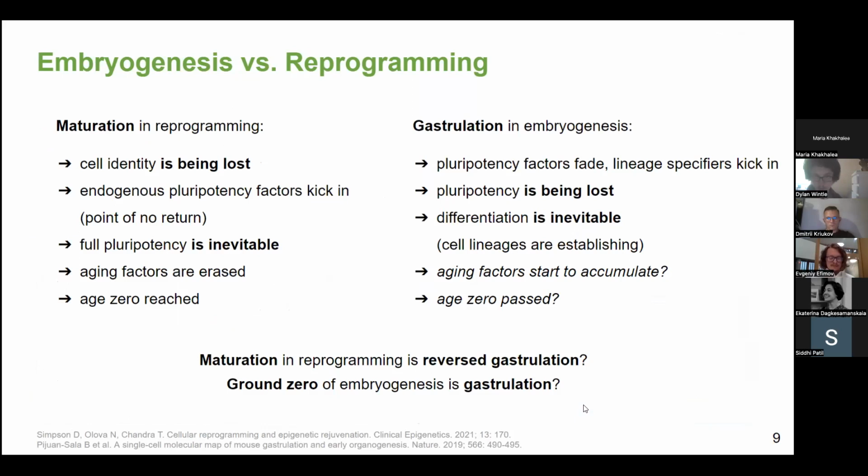So now comes the time to combine all these observations we've made previously into one meta-hypothesis. We know that during the maturation phase of reprogramming, cell identity is being lost, that the factors of pluripotency begin to work, and the cells reach such a state in which reaching full pluripotency becomes inevitable, well, by the end of maturation at least. Also, we know that aging factors are erased during this process, and that age 0 is reached again by the end of maturation.